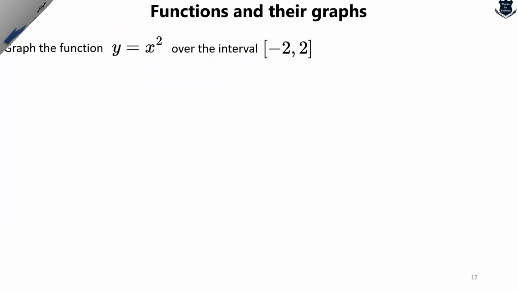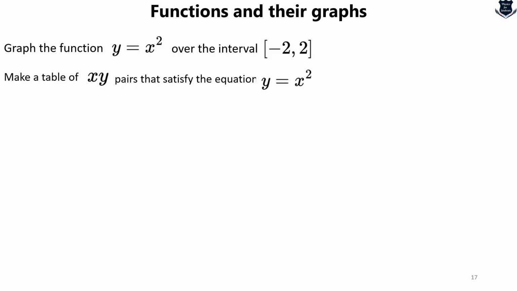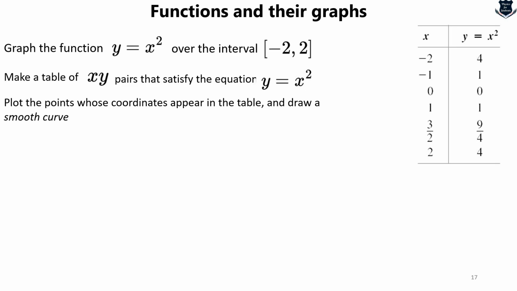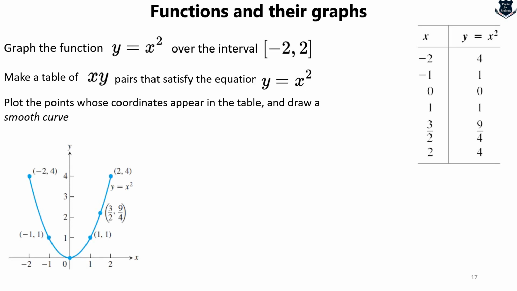Now if I take this example, if I want to graph the function y equals x squared with this interval, what we can do first is make a very sketchy kind of diagram. I want to make a table of x and y pairs where y equals x squared, that is the condition given. So it would look something like this. And from here I would plot the points whose coordinates appear in the table and draw a smooth curve, which would somehow look like this.